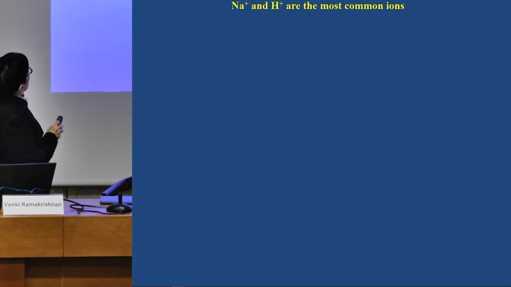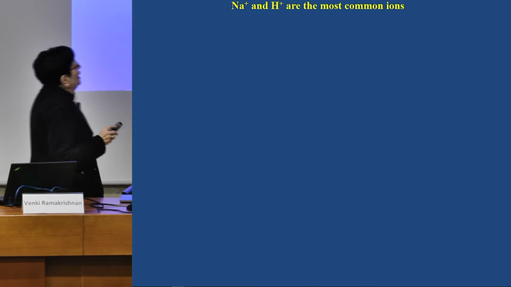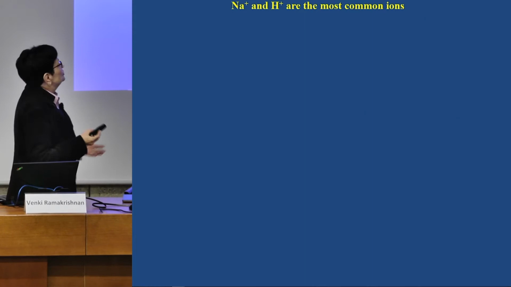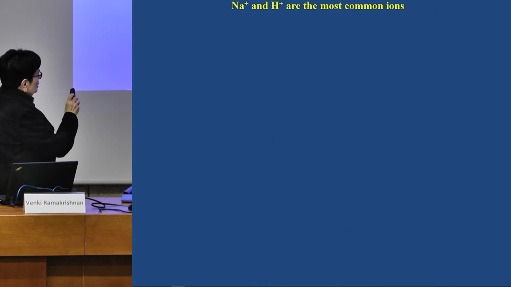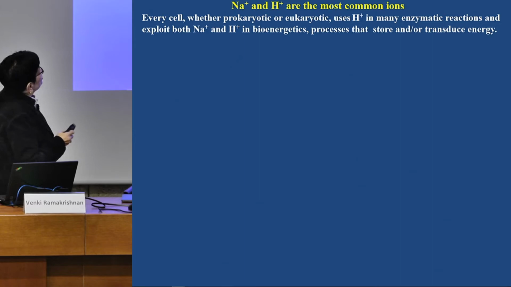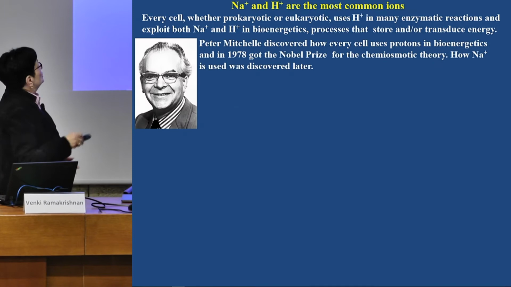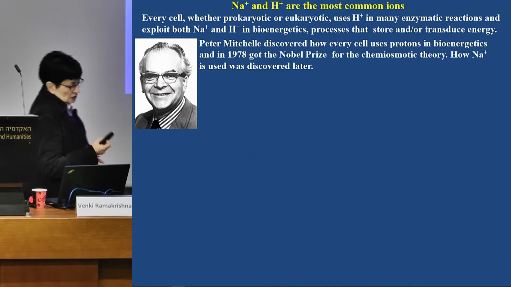Proton and sodium are the most common ions. Protons are used by almost every enzyme in the cell and in the organelle, and protons are used in bioenergetic processes to store and or transduce energy. Obviously, Peter Mitchell was the one that got the Nobel Prize for the chemiosmotic theory explaining how the proton is used in bioenergetics. And how sodium is used was discovered later.